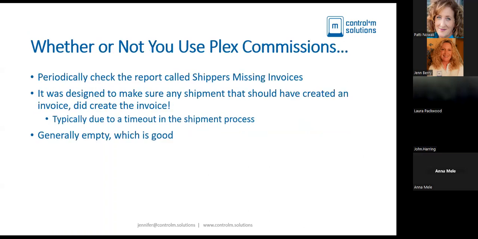A useful report, not only for commissions, but for invoicing in general, is the Shipper's Missing Invoices screen. This was designed to identify the rare occasion where a shipment has a timeout error and doesn't create an invoice. The screen has a quick fix button, which we can review at the end of the session if needed, but the report is pretty self-explanatory. If a shipper is missing an invoice, you just check a box on the screen and it creates an invoice. It's hard to show because it's usually empty.